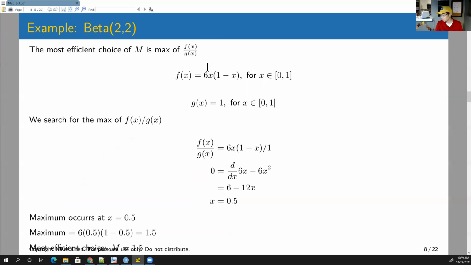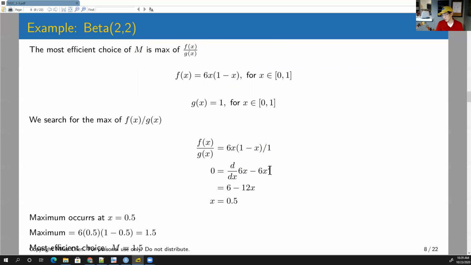Okay, so we could do a little bit of math. I need to reformat my slide here. So the most efficient choice of m is going to be the max of f divided by g. f is 6x times 1 minus x, and g is 1. So f of x divided by g of x is 6x times 1 minus x divided by 1. And then to solve for the max of f of x over g of x, I'm going to just take the derivative of this.